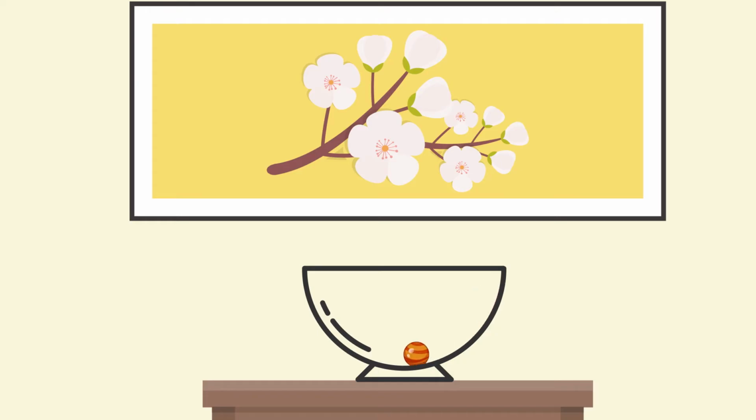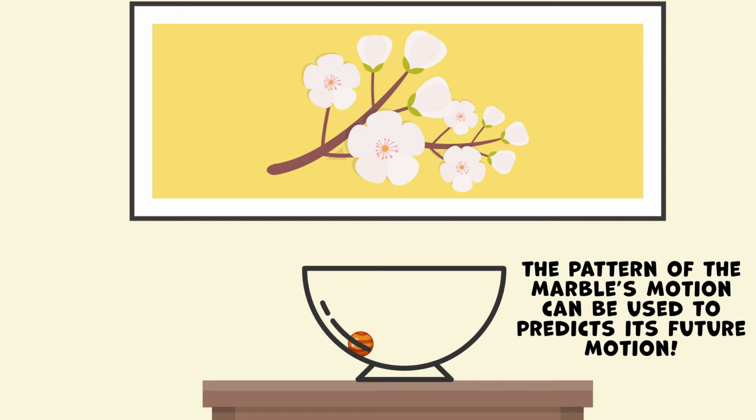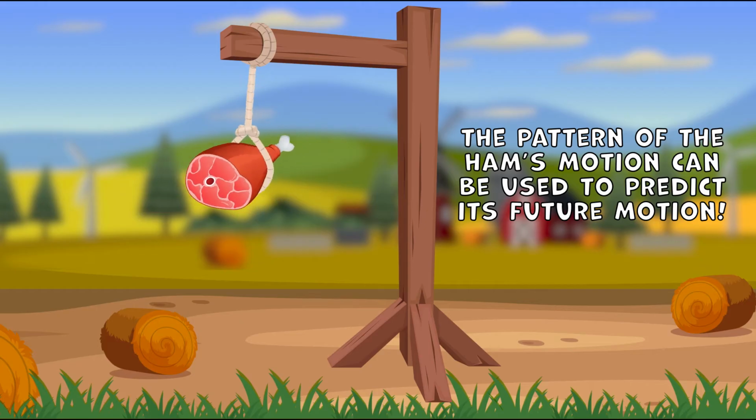Let's look at a marble rolling in a bowl. When the marble is at the top, gravity pulls it down and so it rolls to the bottom. The marble's momentum keeps it rolling to the top of the other side until gravity pulls the marble down again. And by observing its motion, you can predict where the marble will go next based on where it is in the bowl. A ham tied to a rope behaves similarly. You can tell where the ham will go based on how it was moving earlier.